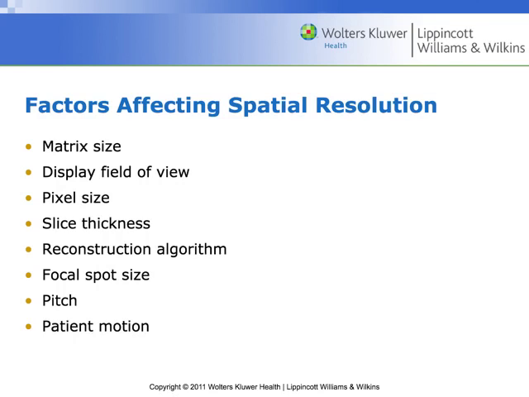As I mentioned before, matrix size is going to have a really big determination on spatial resolution, so we want to keep our display field of view small. Most matrix sizes for CT scanners in general are 512 by 512, right? That is pretty much standard. So we want to keep our display field of view small because we don't have a very big matrix that we're dealing with. Keeping our display field of view small will keep our pixel size small.